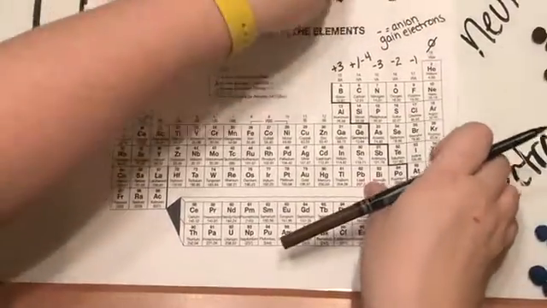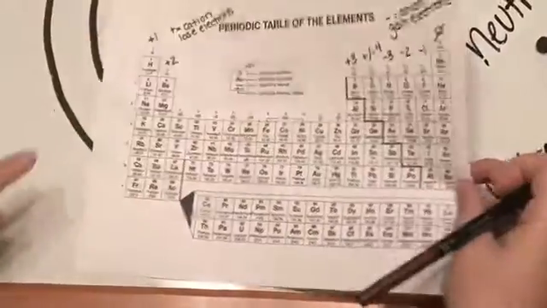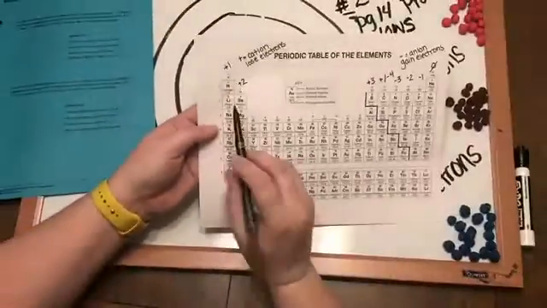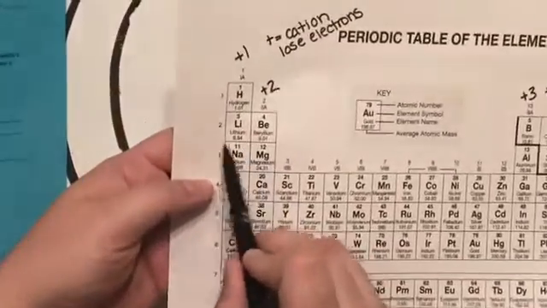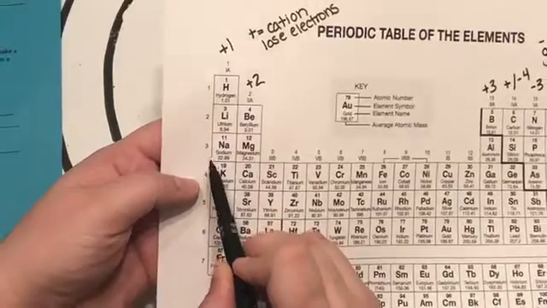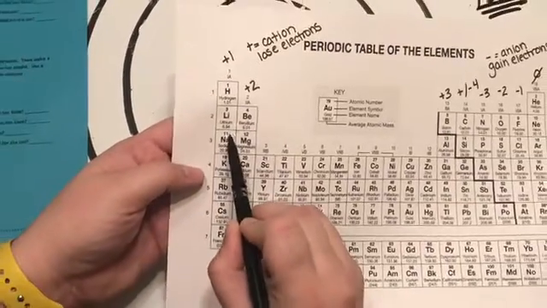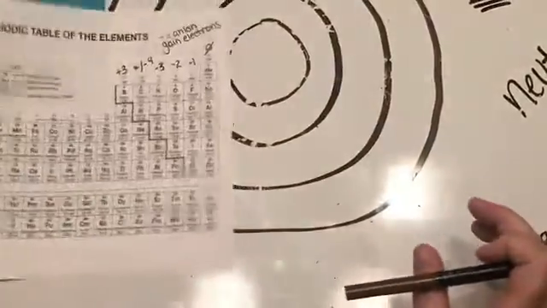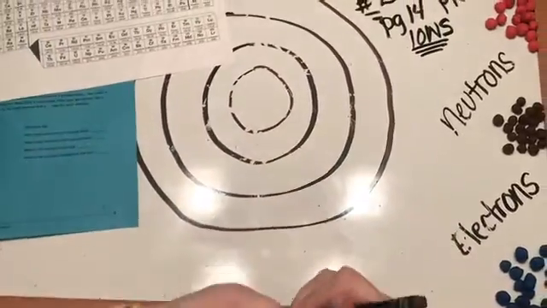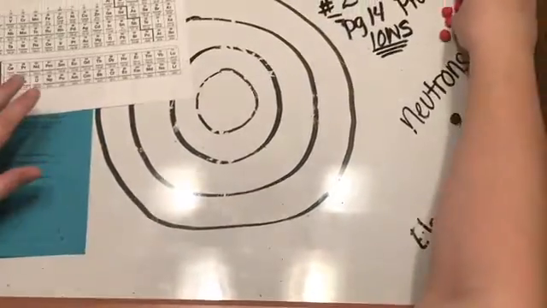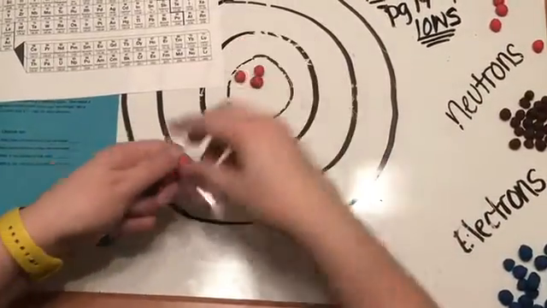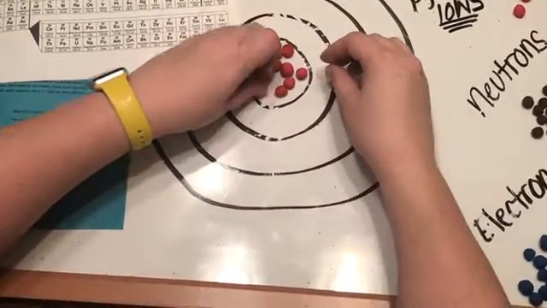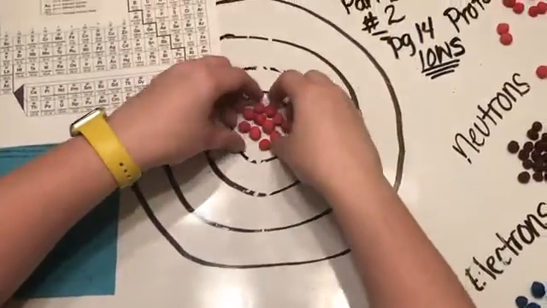Now, we're doing number 2 on page 14. So we're going to be doing sodium. Now, we did this one a long time ago. We're going to come here and find sodium, which is Na. According to this periodic table, we know that the atomic number is 11. This means that I have to have 11 protons. So I'm going to move my protons over here. 1, 2, 3, 4, 5, 6, 7, 8, 9, 10, 11.